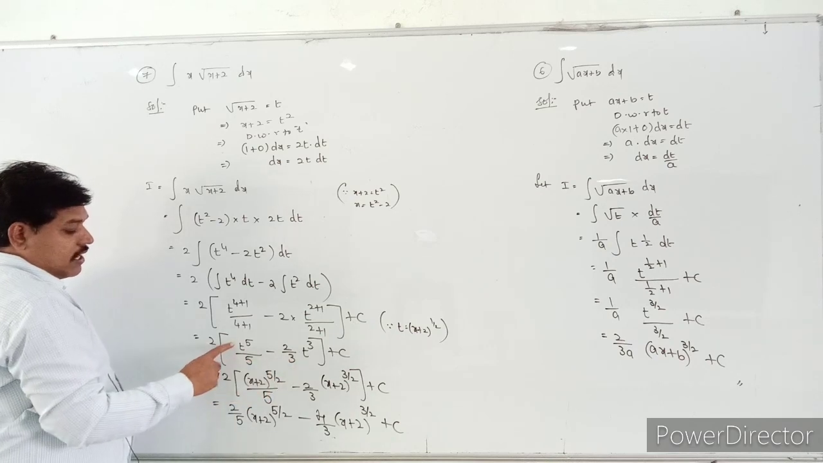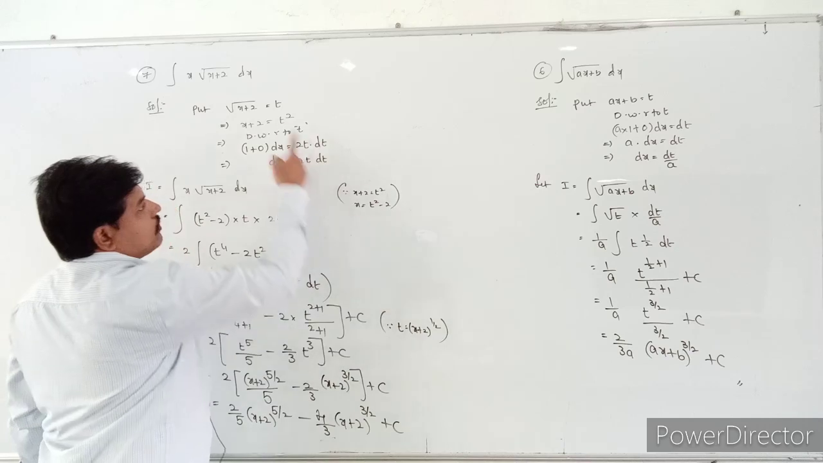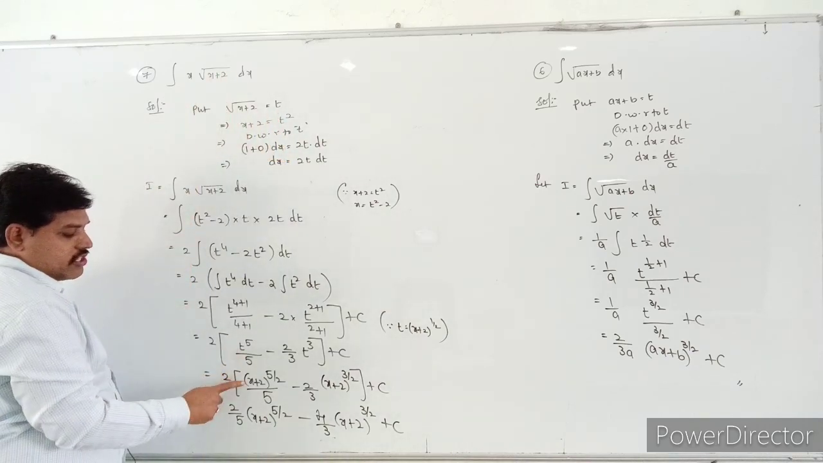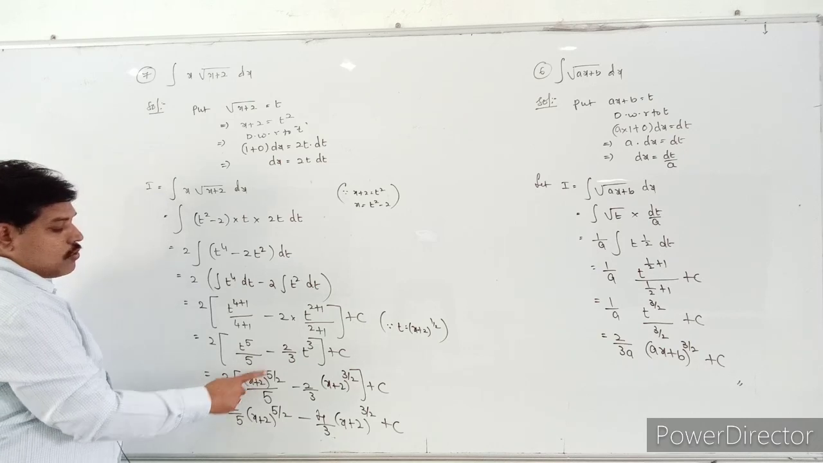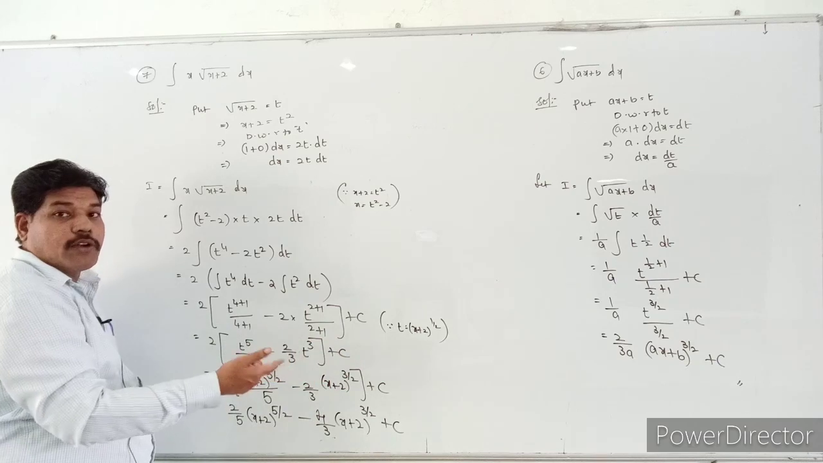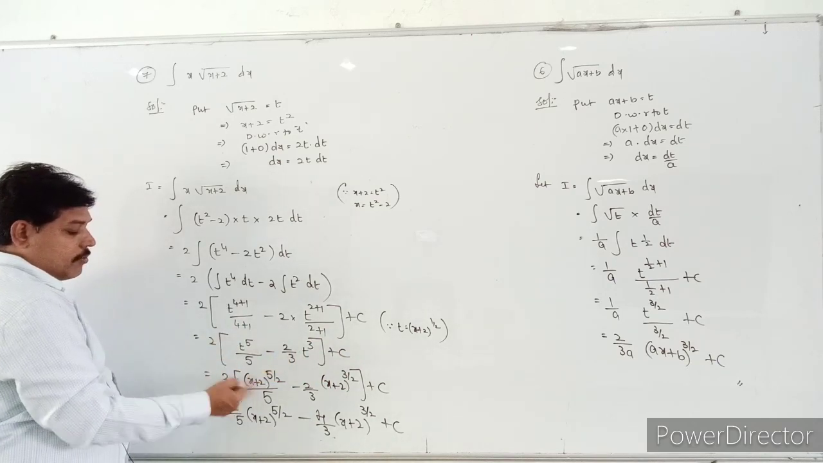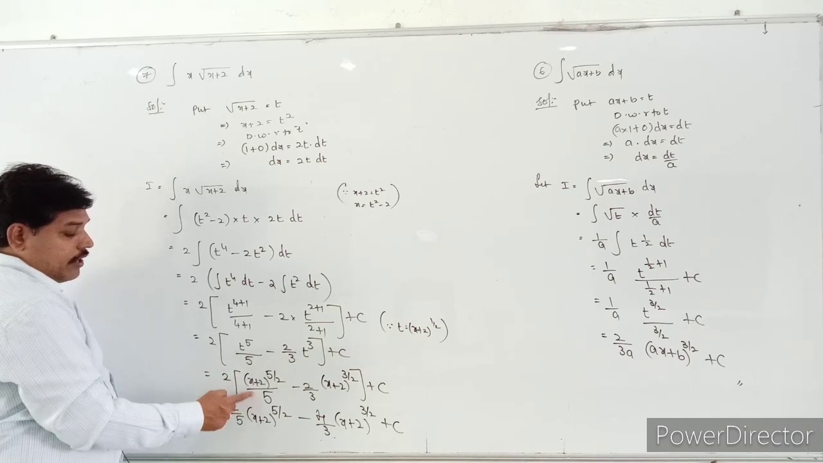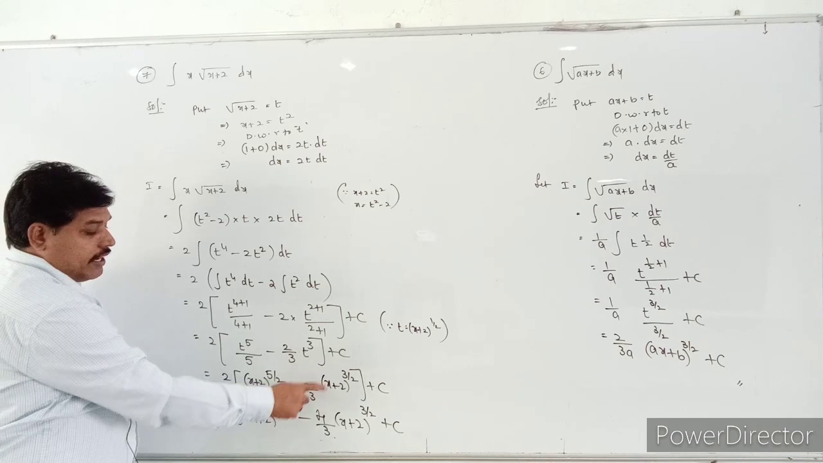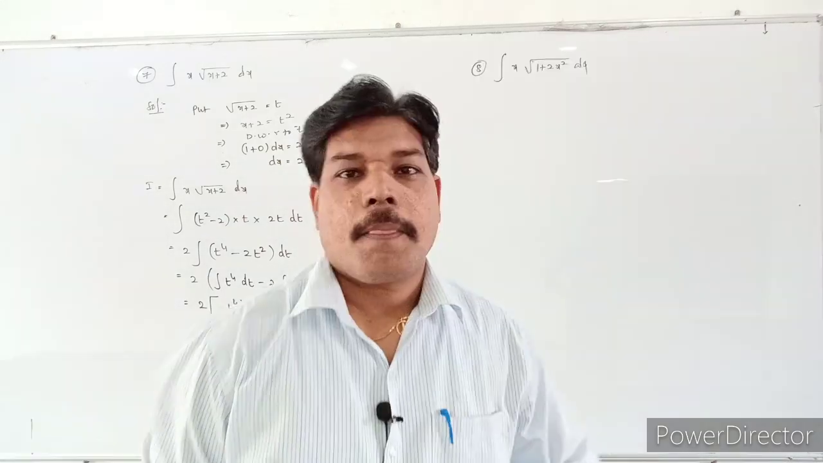So that is nothing but the t value. What is the t value? t is nothing but x plus 2 whole power 1 by 2. So in the place of t, just replace that value: x plus 2 whole power 5 by 2. Here t cube is x plus 2 whole power 3 by 2. Take the 2 inside and multiply: 2 by 5 into x plus 2 whole power 5 by 2 minus 2 into 2, that is 4 by 3 into x plus 2 whole power 3 by 2. So that is the solution.